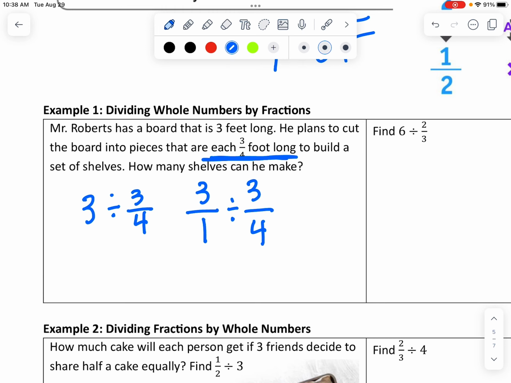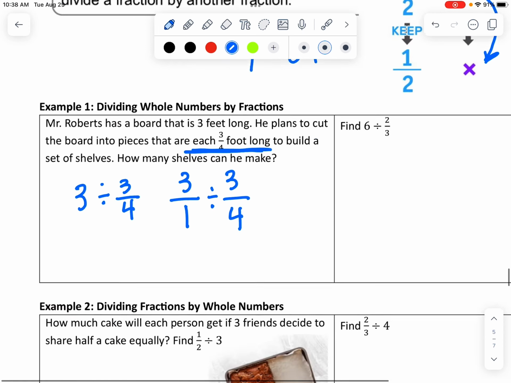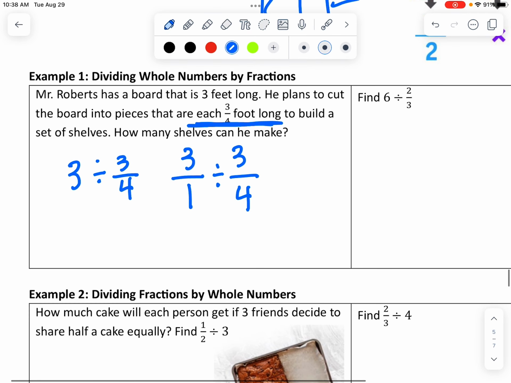Now that we have our division problem, we need to do our keep, change, flip like we did up here. So if you want to write keep, change, flip, if that'll help you, go for it. We keep 3/1 the same. We change our division to multiplication, and then we flip our second fraction to its reciprocal, so it's going to be 4/3, just like that.